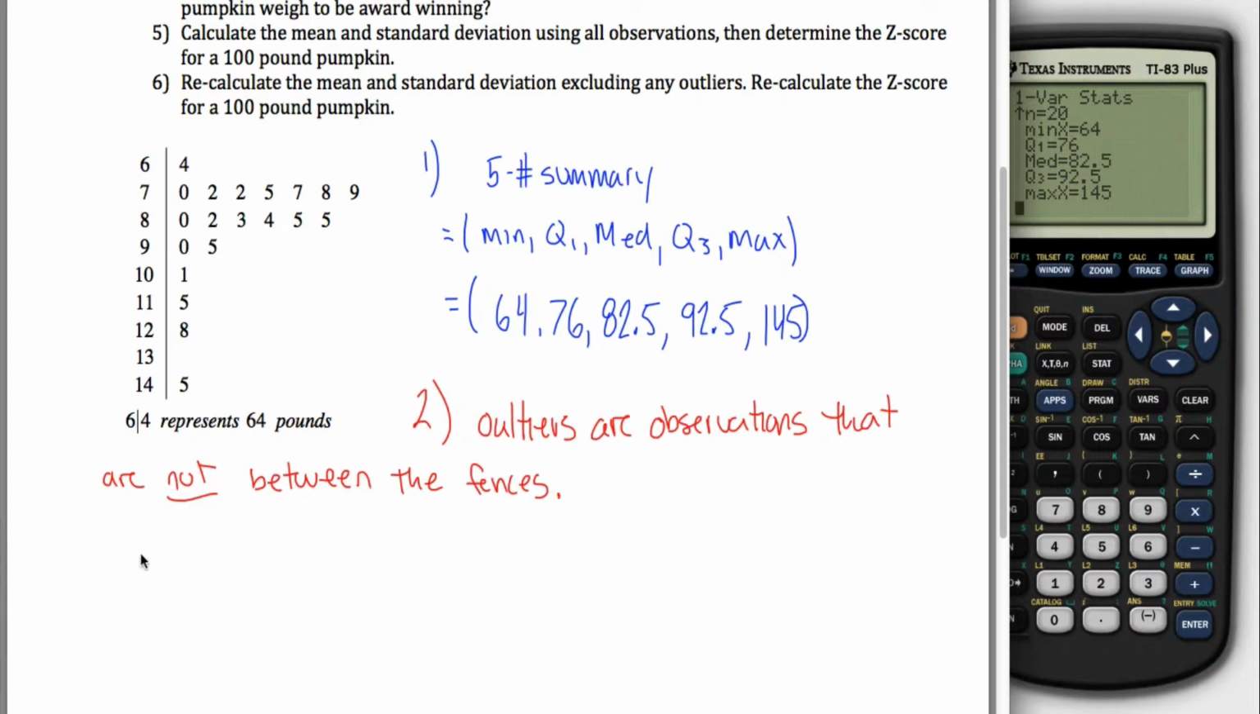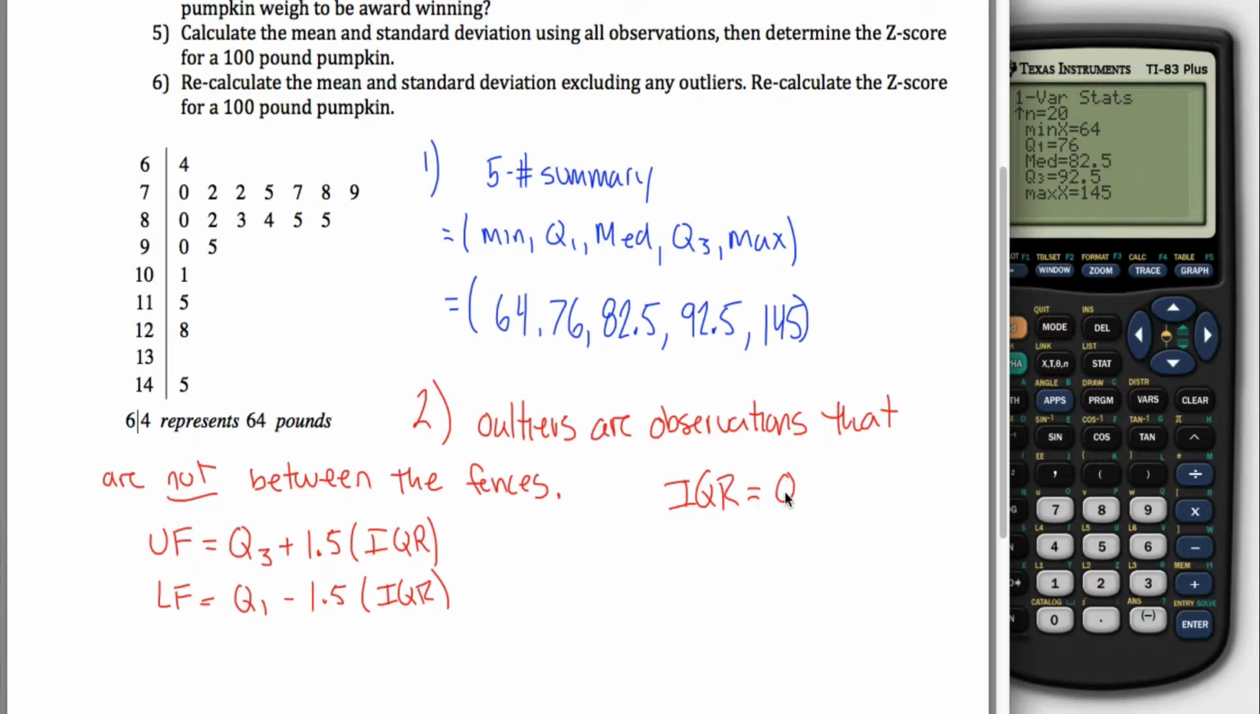There's a formula for the fences. The upper fence is equal to the third quartile plus 1.5 times the interquartile range. The lower fence, similar, except now it's the first quartile minus 1.5 times the interquartile range. We have Q3 and Q1. We figured that out up here. We don't know IQR yet, the interquartile range. But we could figure it out because it's just the difference in the third and first quartiles.